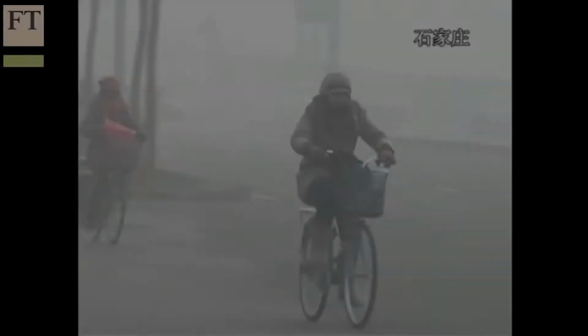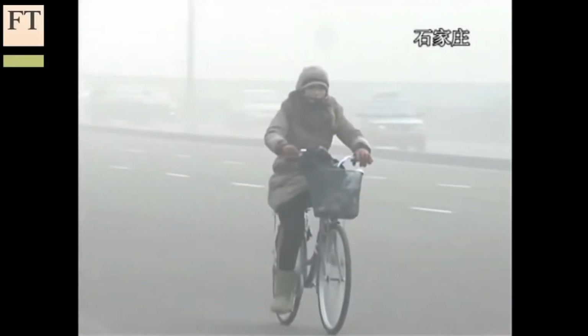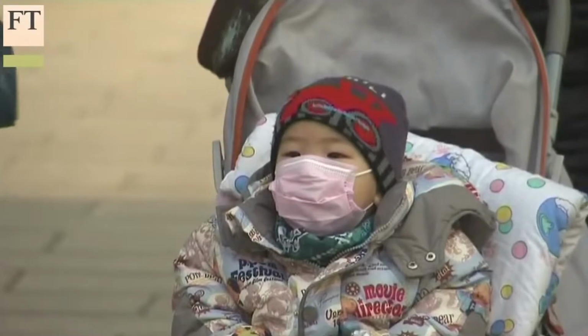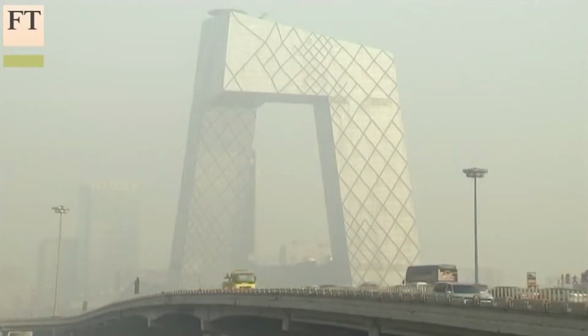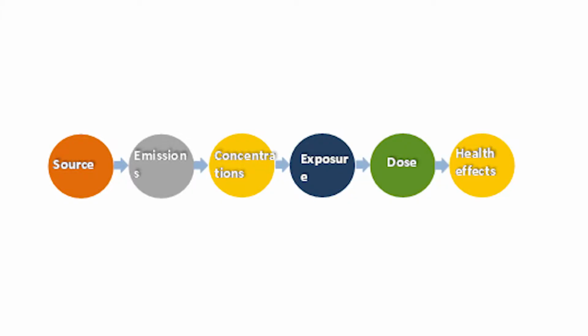Then let's look at the third part, human exposure and the health effects of air pollution. Human exposure can be defined as the event when a person comes into contact with a pollutant of a certain concentration during a certain period of time. The process can be shown like this.